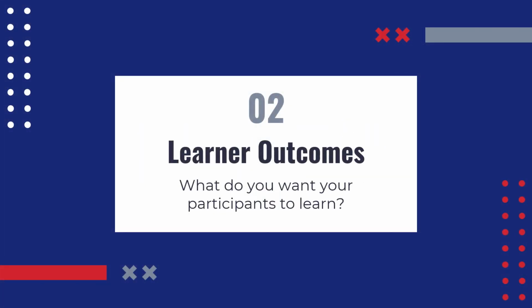Let's tackle learner outcomes next. This is actually a great place to start when you first have an idea for a presentation. Consider the question: What do you want your participants to learn? Your answer will shape the bones of your presentation and help you organize it into sections. Generally, you will want attendees to come away with 3 outcomes, although you may have more if your presentation is longer.